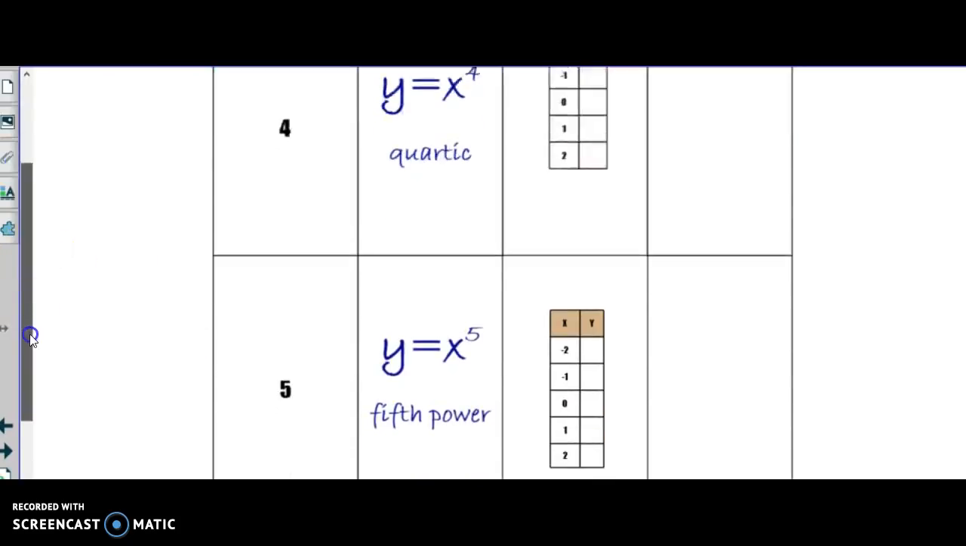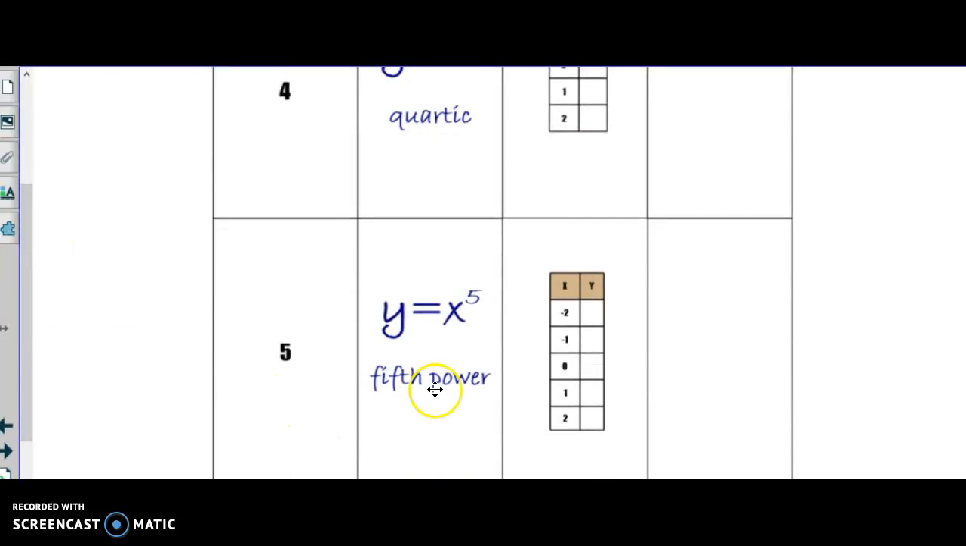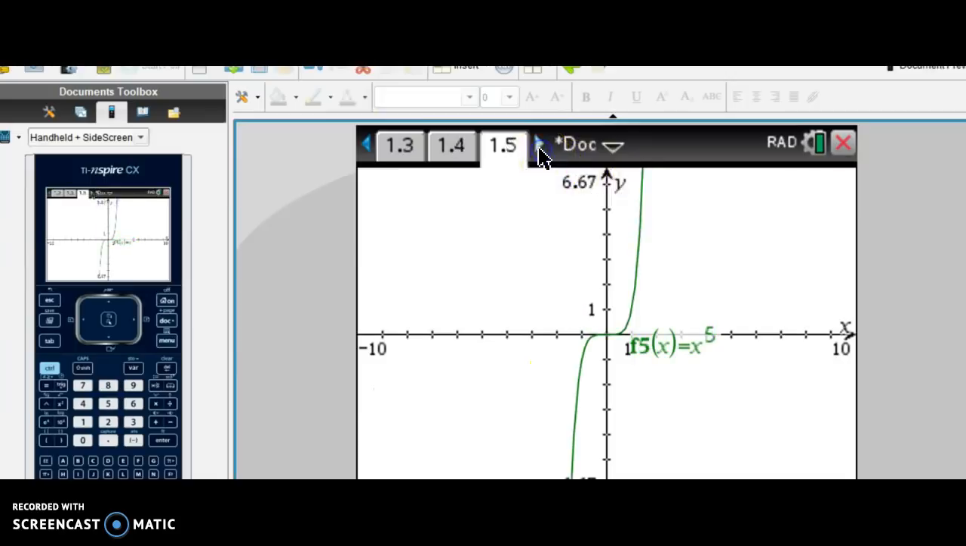Y equals x to the fifth will be our next one, which we just call the fifth power. Any power after 4 is just known by its number, so 6th power, 7th power, etc. If I fill out that table, that would give me negative 2, negative 32; negative 1, negative 1; 0, 0; 1, 1; and 2, 32. If we graph that one, that will again give us this S-shaped curve going through 0, 0, having 1 and negative 1 in common, but after that being a steeper graph.